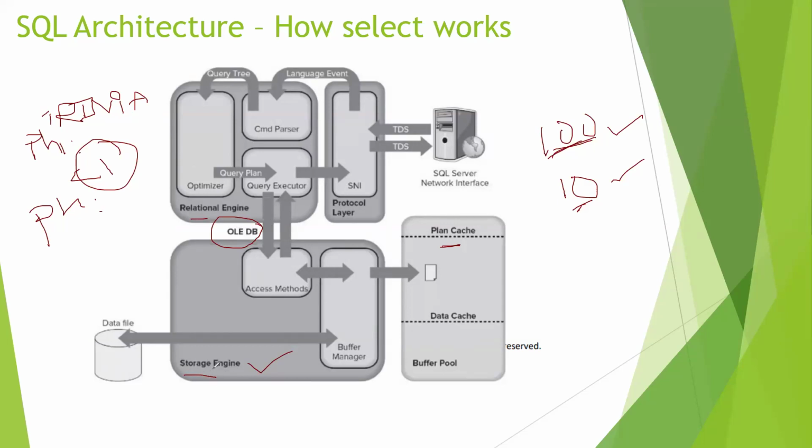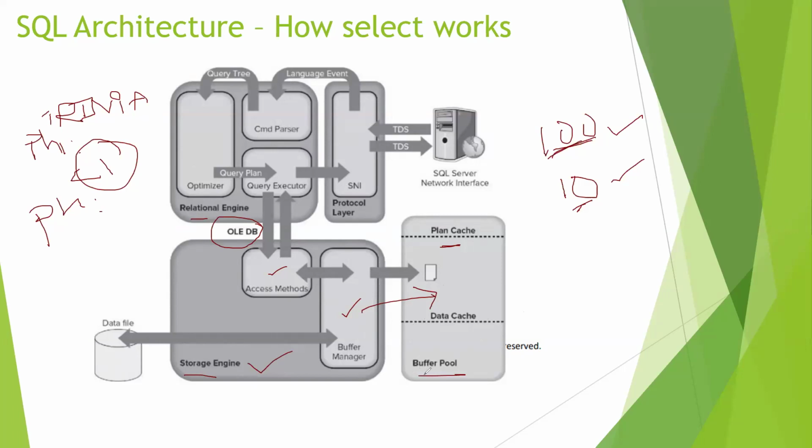So the relational engine and storage engine communicate through the OLEDB provider, and the query executor sends the request to the access method. In the storage engine, the access method is where it receives the request from the query engine, and it passes this information to the buffer manager to get the data, right? The buffer manager is the one that knows whether the page is available in memory or not, right? So the buffer manager first connects to the data cache.